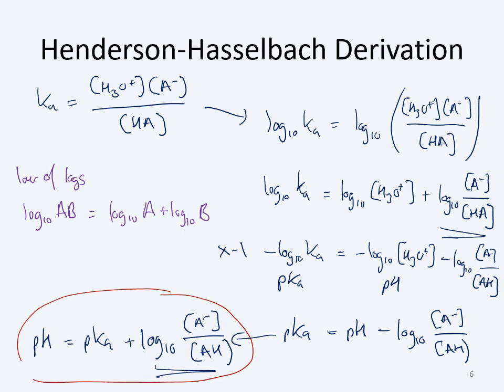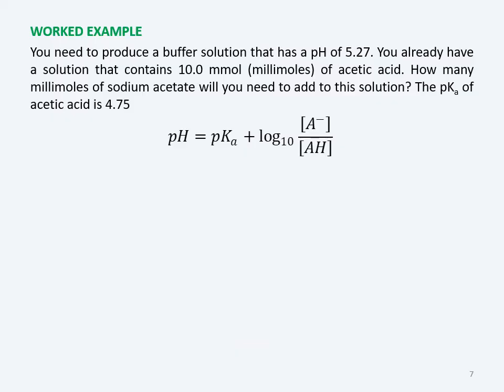So that would be just plus log to the base 10 of A minus over AH to both sides. Okay, so it's quite an easy derivation, just straight from the equilibrium constant formula. To finish this screencast, I just wanted to do a quick worked example of the use of the Henderson-Hasselbalch equation. So we have the equation here and we have a sort of typical question.